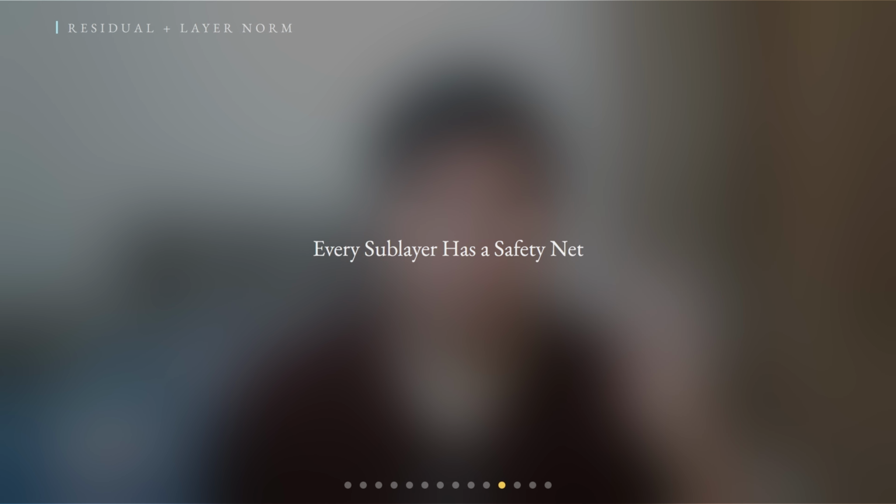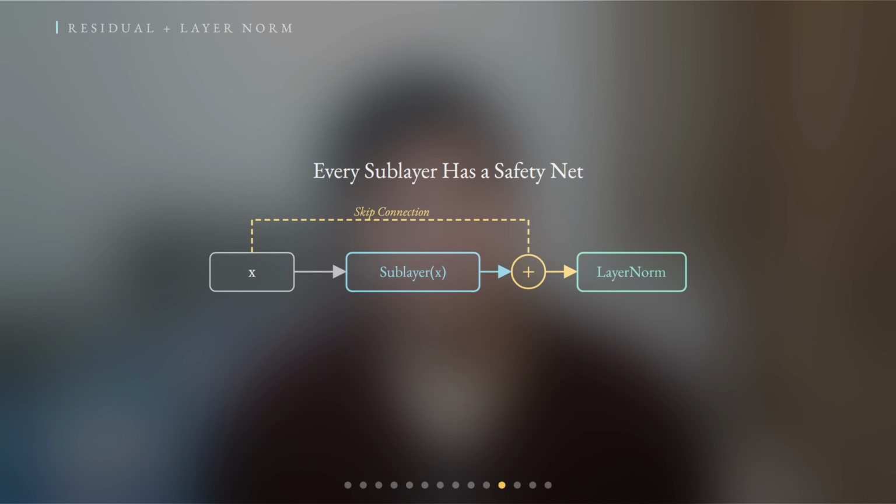We now know the three sublayers, but there is one more structural element that appears at every sublayer, and without it, the transformer simply would not work. Look at this diagram carefully. The input goes into a sublayer that could be masked self-attention, cross-attention, or feed-forward network. But notice the dashed gold line at the top. That is the skip connection, also called the residual connection.